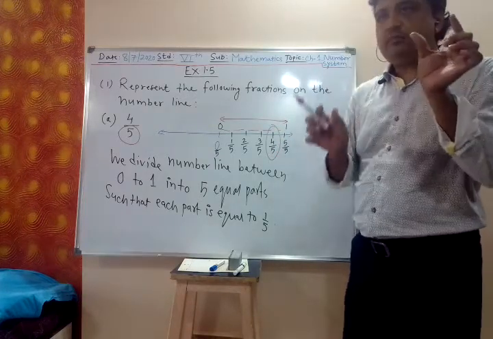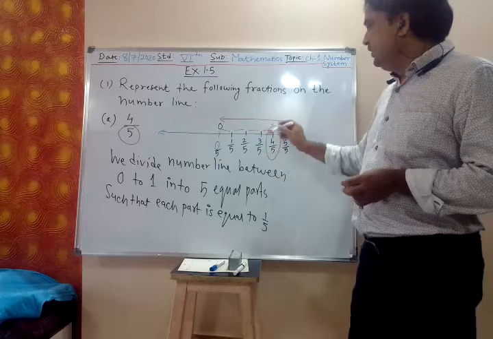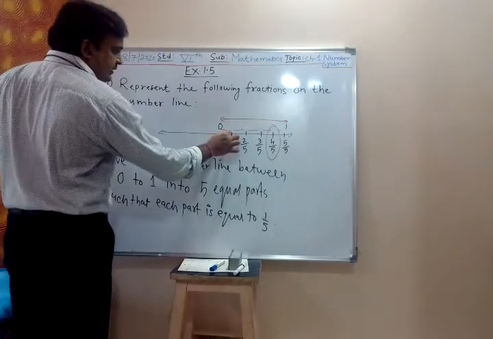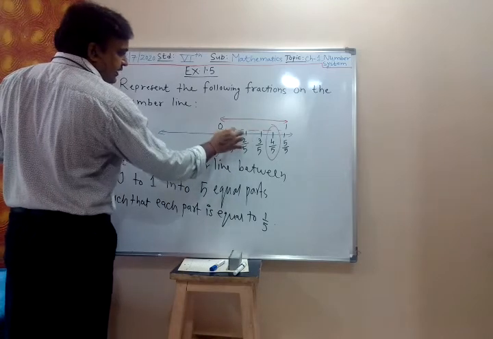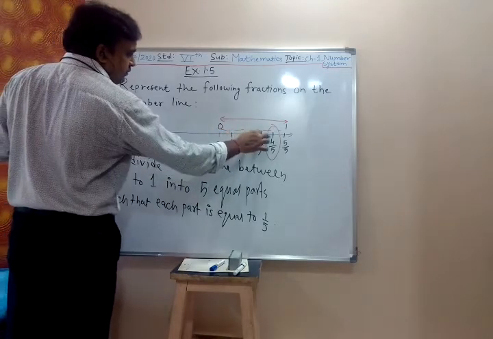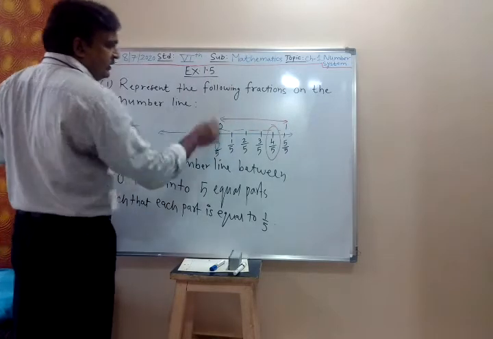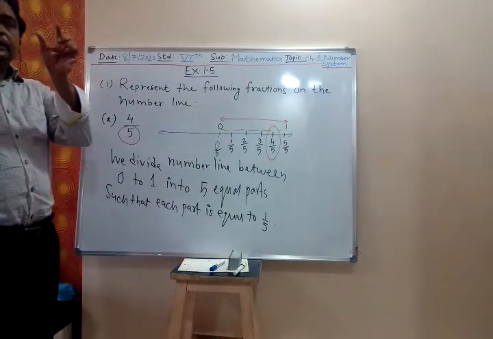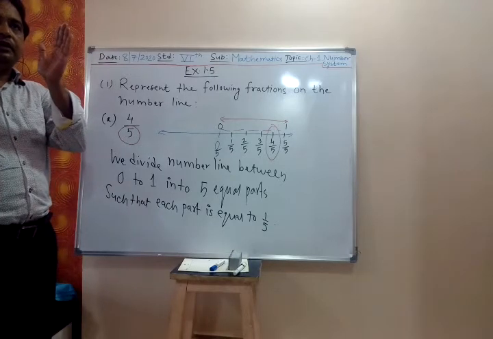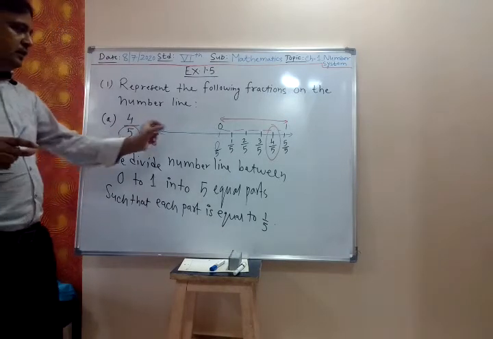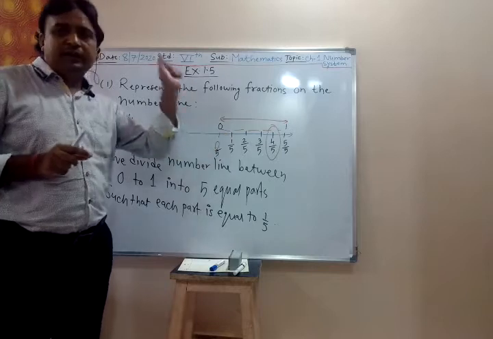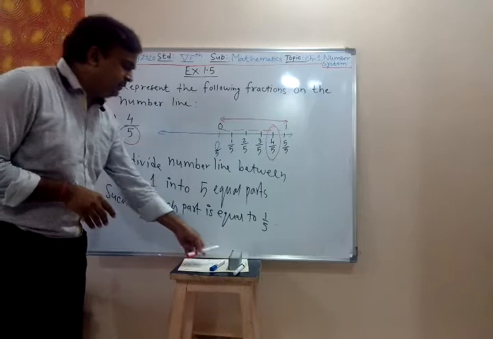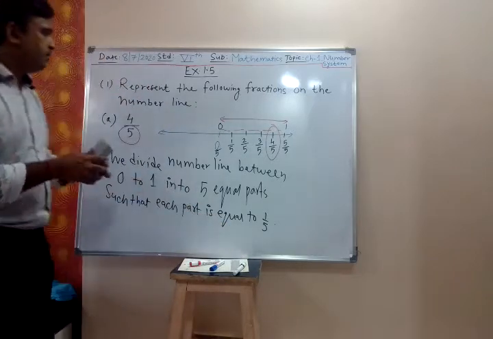So, circle that. So length of each part is 1 upon 5. Difference of each part, or length of each part, is 1 upon 5.